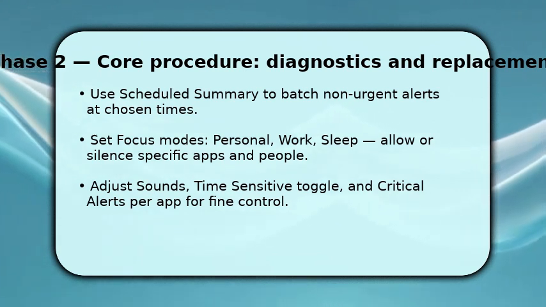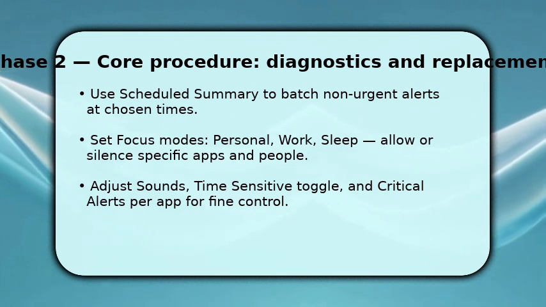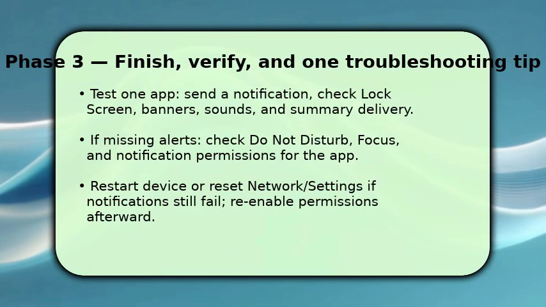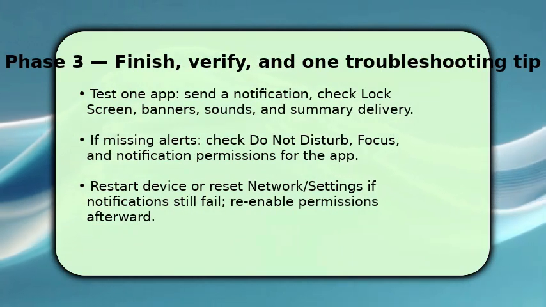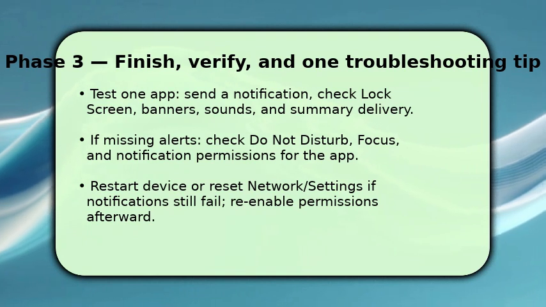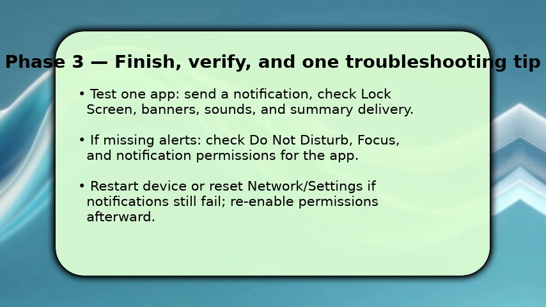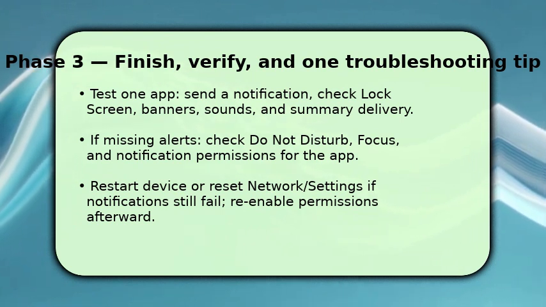By combining these, finish by validating your setup. Send test notifications from key apps and confirm they appear where expected: lock screen, banners, sounds, and in the scheduled summary. If something is missing, make sure Do Not Disturb or a focus mode isn't blocking that app. Also recheck the app's Allow Notifications toggle.